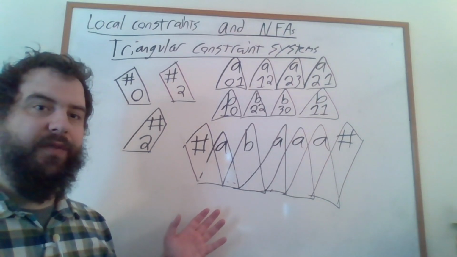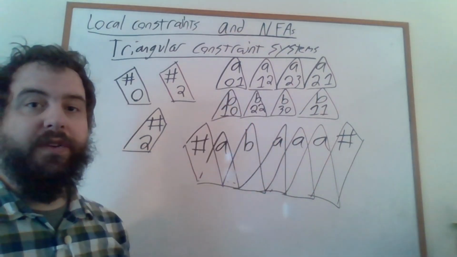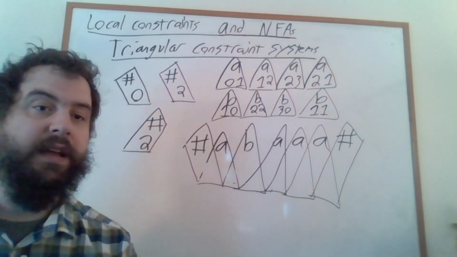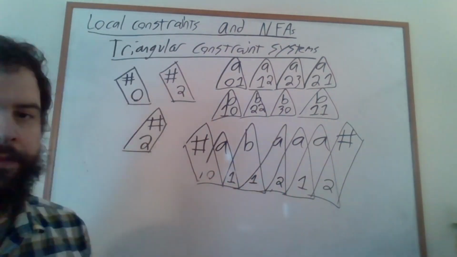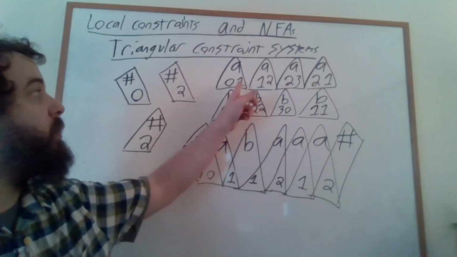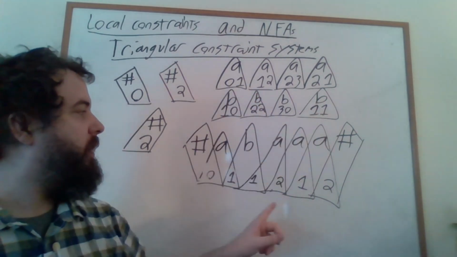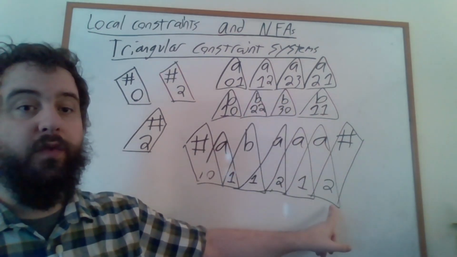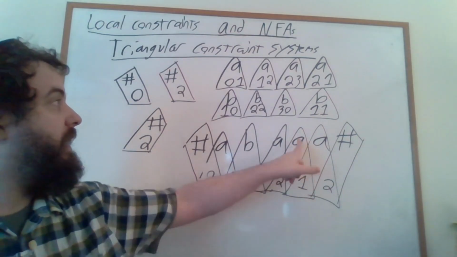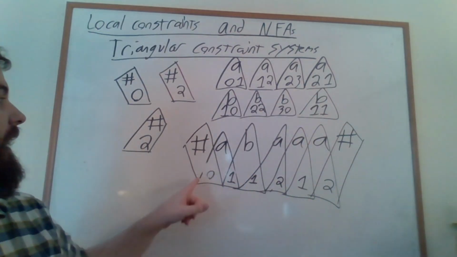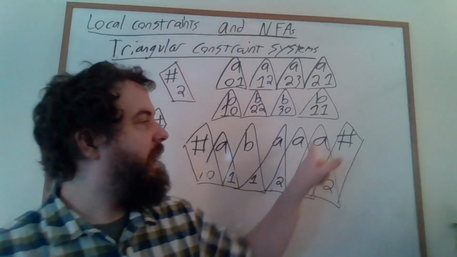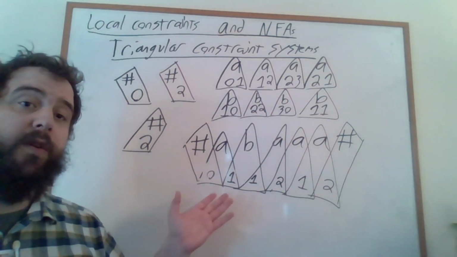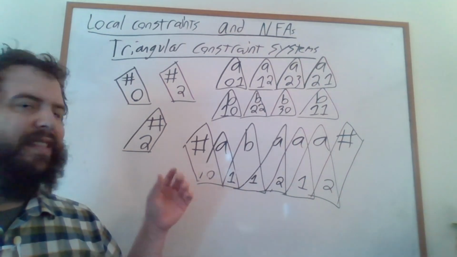So let me spoil the answer for you. This is accepted by this particular triangular constraint system, and one possible sequence of numbers that we could fill in here is, as we can see, 0A1 is one of our possible pieces, 1B1 is one of our possible pieces, 1A2 is one of our possible pieces, and this piece actually gets used twice, and that's perfectly fine. And 2A1 is one of our possible pieces, and our left end piece and our right end piece are valid pieces here in this system as well. Now, there are multiple solutions to this problem, but that isn't such a big deal.